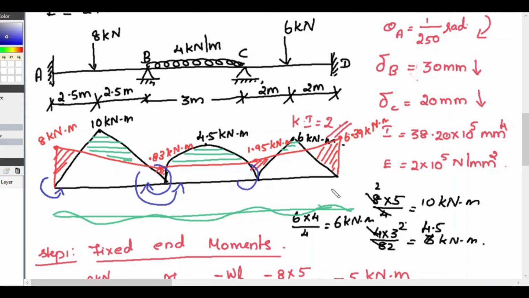So in general, at the supports we will have negative bending moments, and in the intermediate spans you will have positive bending moments. Okay, so that's all for today. Thank you for listening. Thank you.